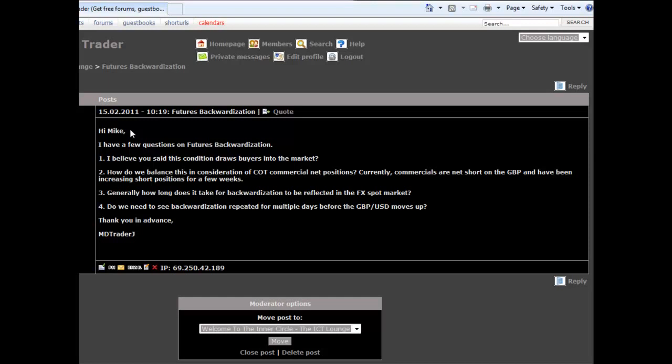Do we need to see backwardization repeated for multiple days before the pound dollar moves up? Well, whenever there's a premium, you will see a premium there for at least a few days. It doesn't just all of a sudden go to a premium and it goes vertical. So don't think that. It's like I said, it's a long-term trading pattern, and it sets up trades that put the market in a swing for anywhere between 2 and 3 months. So that's how COT works.